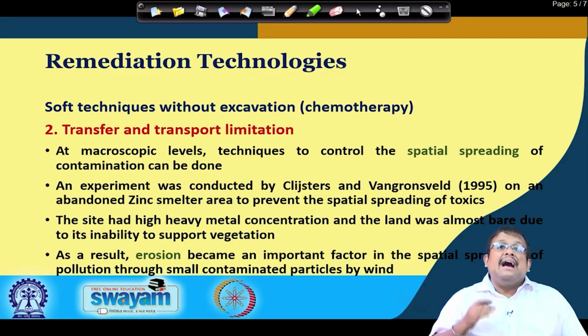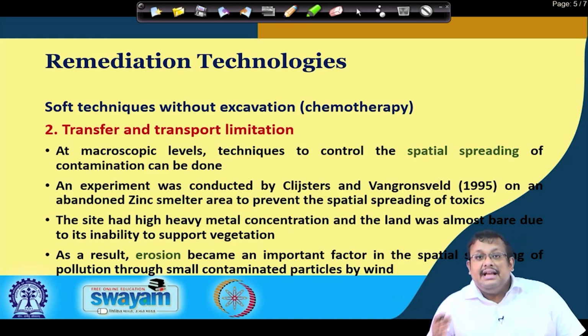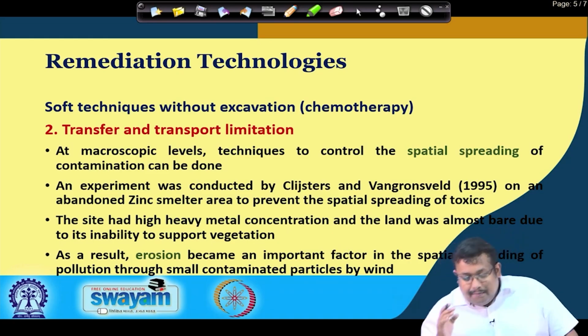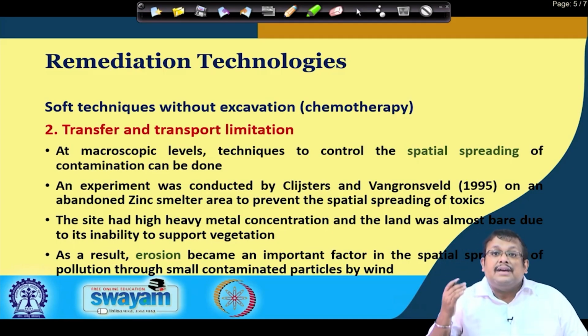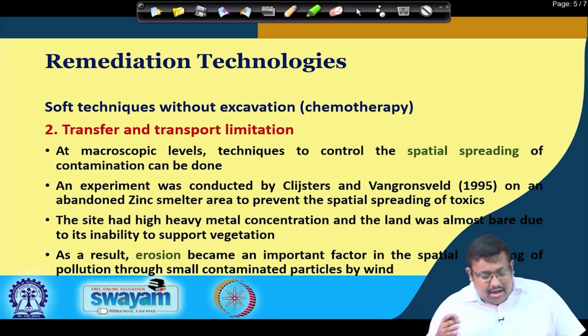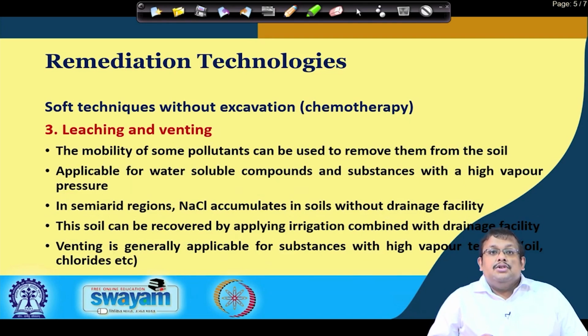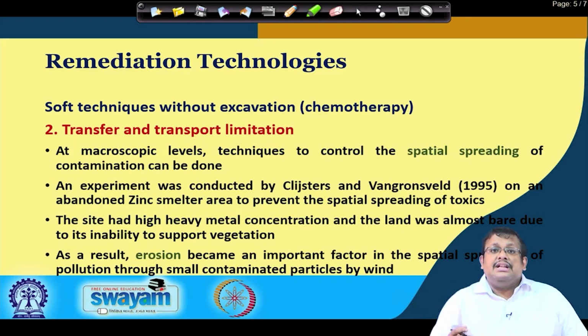The site had high heavy metal concentration and the land was almost bare due to its inability to support vegetation. So, there was no vegetation due to high heavy metal content. As a result, erosion became an important factor in the spatial spread of the pollution through small contaminated particles by wind. So, this is an important consideration for soil techniques without excavation or chemotherapeutic techniques. This is called the transfer and transport limitation.